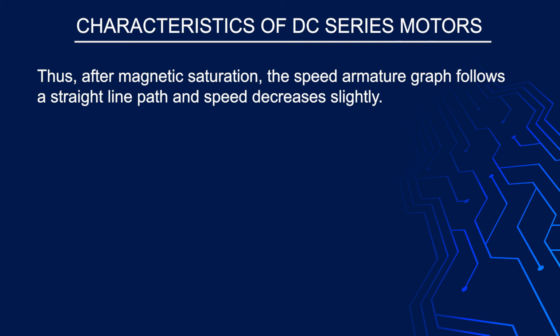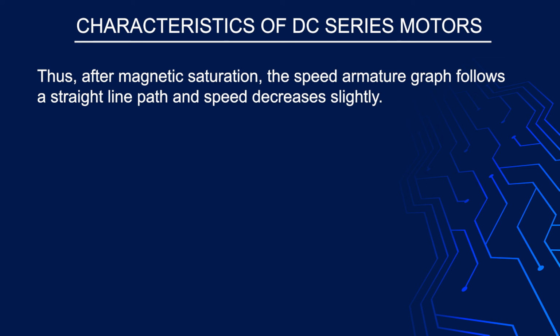From this characteristic, it is concluded that the series motor is a variable speed motor. That is, its speed changes when the armature current changes. As the load on the motor decreases, the speed increases.